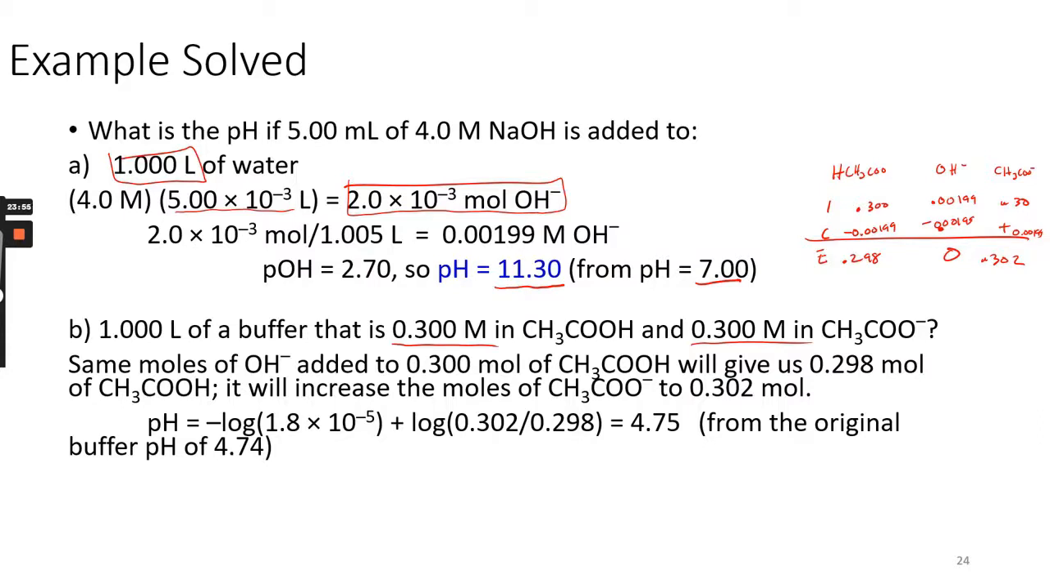So now we can use these values in the Henderson-Hasselbalch equation, and we see our pH is 4.75. If we just took the pH of our buffered solution without the sodium hydroxide added to it, it would be 4.74. So it only changed by 0.01. Whereas when you added the same amount to water, it changed from 7 to 11. So you see how the buffer doesn't change as much.